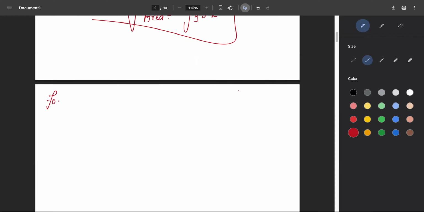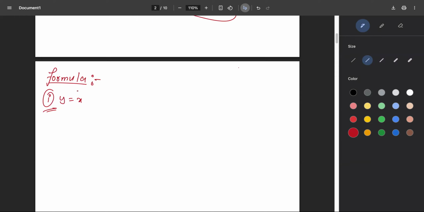Let's go for the formula of integration. Integration of y is equal to x. I'll start with y is equal to x. So what is the integration of this?